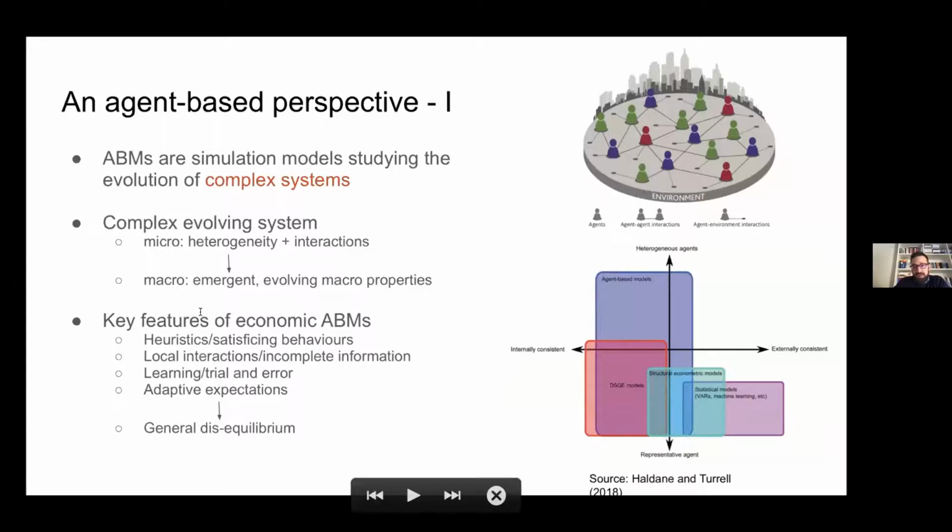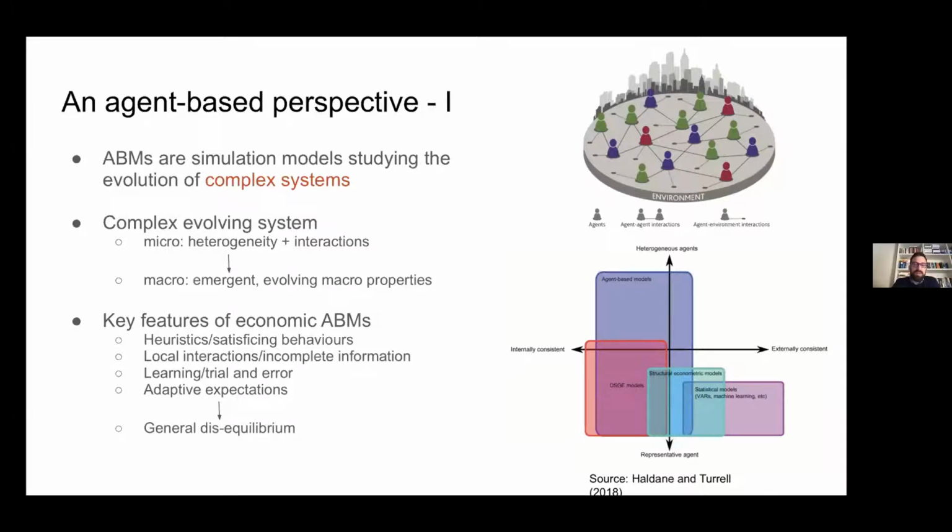What are the key features of these models? The behavior of agents is usually modeled in a direct way, trying to leverage the psychological literature for what concerns consumers, for example, and the management literature for what concerns firms. So usually these agents behave according to heuristics and satisficing behavior, meaning that they do not really optimize their choices. They try some strategy. If the strategy provides some good reward, they keep on the strategy. Otherwise, they change their behavior.